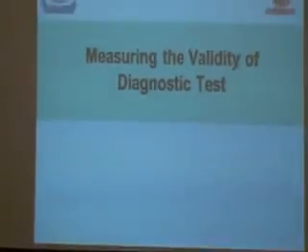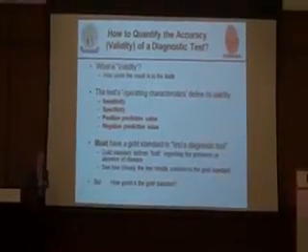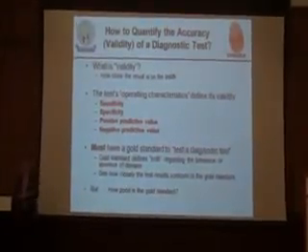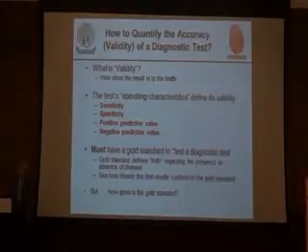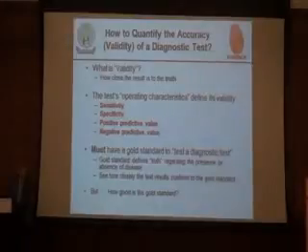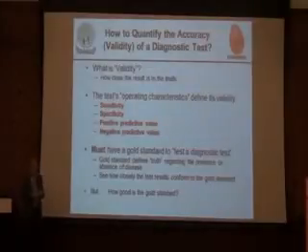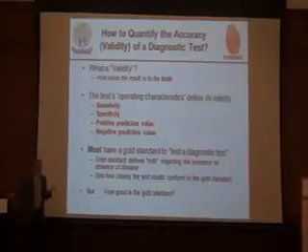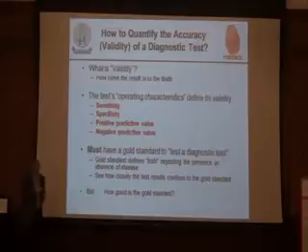So we're going to start with how you measure the validity of a test. And the first question is, what is validity, and how do you define it? It has to do with how close the result of the test is to the truth. There are 4 characteristics of a test that define its validity: sensitivity, specificity, positive and negative predictive value.